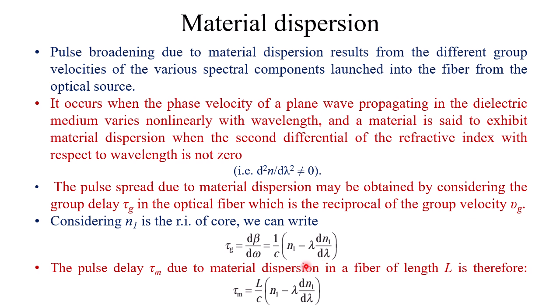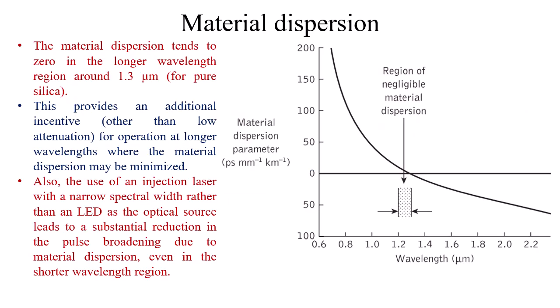The pulse delay Tm due to the material dispersion in a fiber of length L can be written as Tm equal to L/c into (n1 minus λ dn1/dλ). The material dispersion tends to 0 in the longer wavelength region near 1.3 micrometer for pure silica.